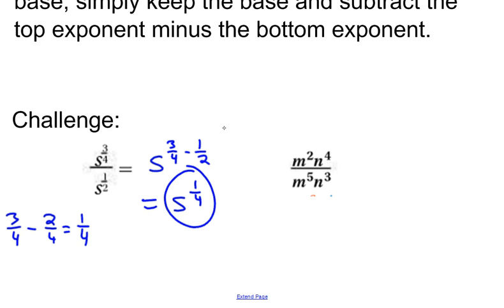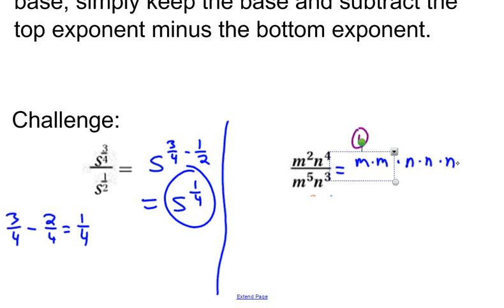Now, the second one is a little bit different because it has multiple variables in it. And there's two ways to do it. The first way, again, you can do it by writing it all out. So let's do it that way. M times M times N times N times N times N, all over M times M times M times M times M times N times N times N. All right, let's see what can cancel out.